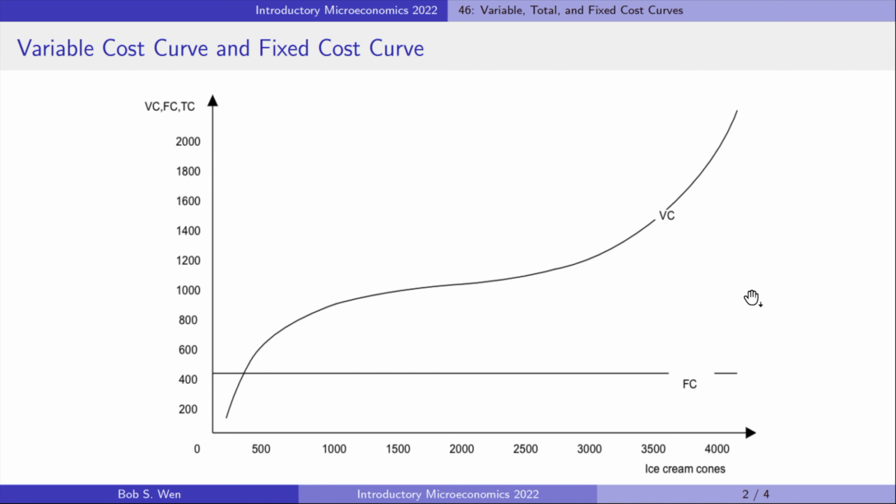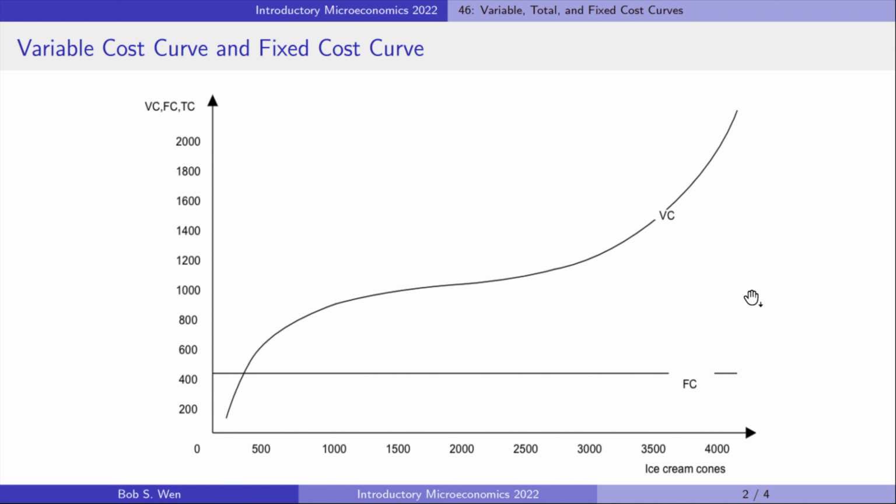So, fixed costs do not change with output, while variable costs do change with output, because more quantity of output is associated with more labor hired. A firm's total cost is the sum of fixed and variable costs. To draw the total cost curve, we vertically add the variable cost curve and the fixed cost curve. To do that, we simply take every quantity of the ice cream cones and we increase our variable cost for each single point of the quantity by the amount of the fixed cost.